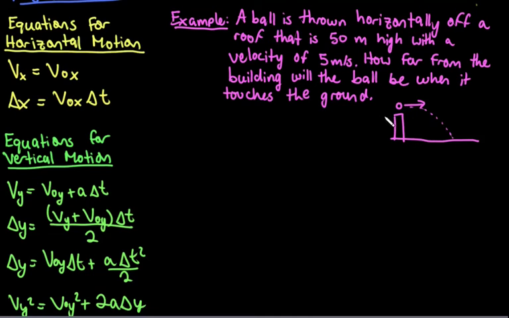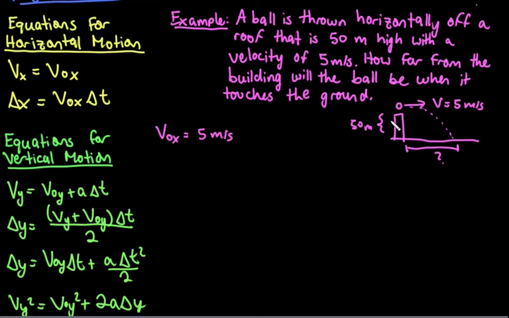We know that the height of the building is 50 meters. We know that the velocity is 5 meters per second. And we want to know how far away it lands. This is going to be a multi-step problem. Let's write down all of the information that we know. V, because it's horizontal, it's just Vx. So we know that V initial in the x is 5 meters per second.